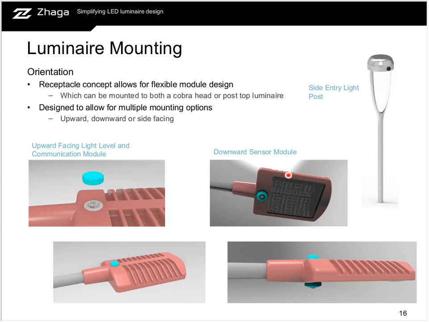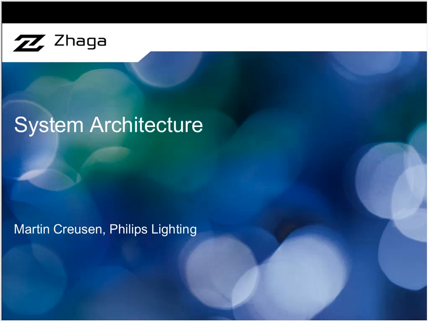And because of its compact size, we also feel that it could be used sideways facing for light passes, for example. And with that, I will pass back over to Martin to explain the system architecture of the overall system. Okay, thanks, Jonathan. Yes, we are now going to touch upon the system architecture part.